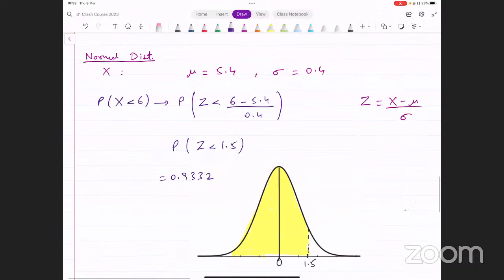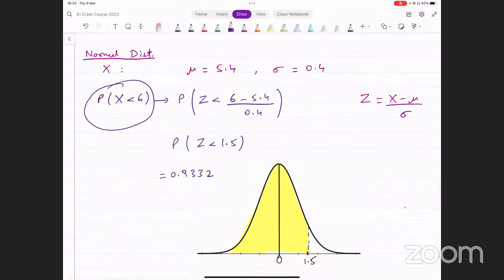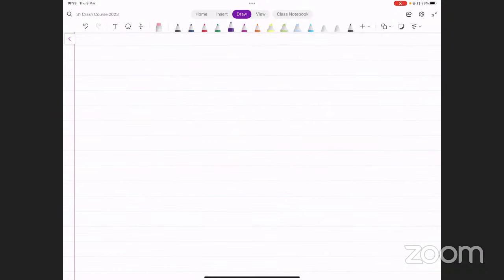So for instance, in this case, we started from this probability of x less than 6, right? What if we had the same variable, let's say x, and we knew that the mean of x was 5.4 and the standard deviation of x was 0.4. That's the information that we had. Now, let's say we want to find the probability that x is greater than 5.7.